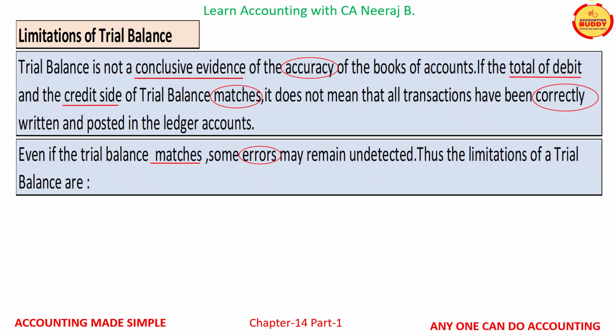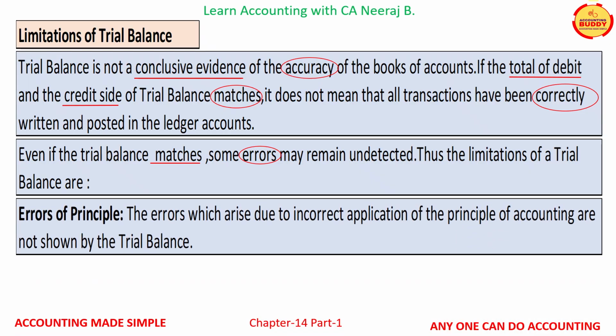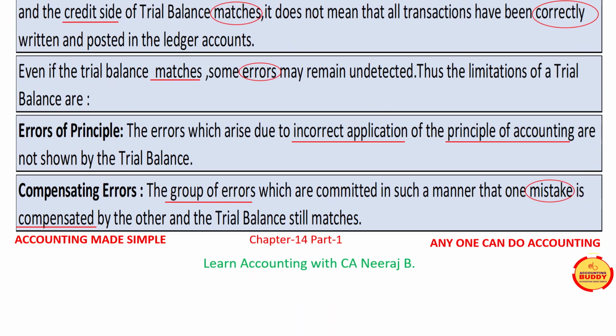Thus, the limitations of trial balance are: the errors of principle are the errors which arise due to the incorrect application of principles of accounting and are not shown by the trial balance. Compensating errors are the group of errors which are committed in such a manner that one mistake is compensated by another and the trial balance still matches.